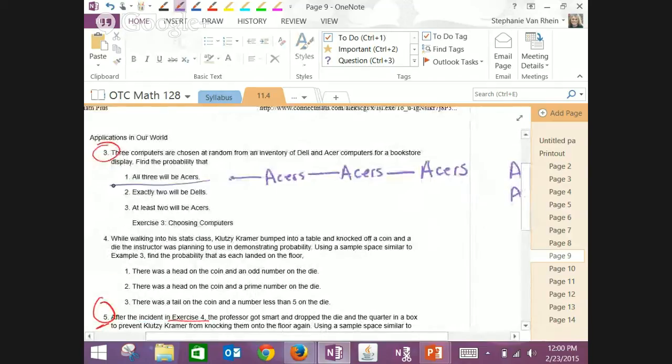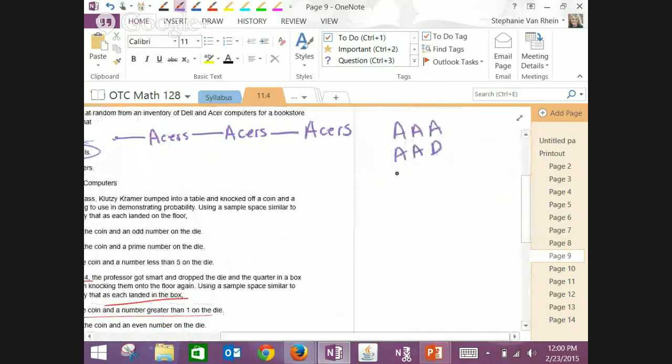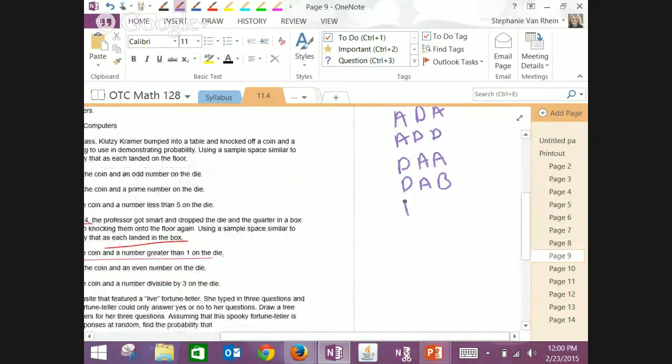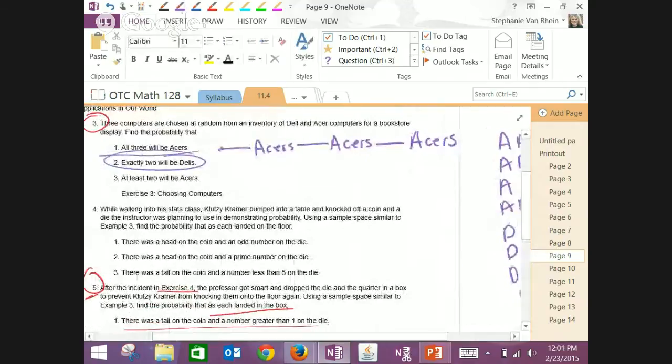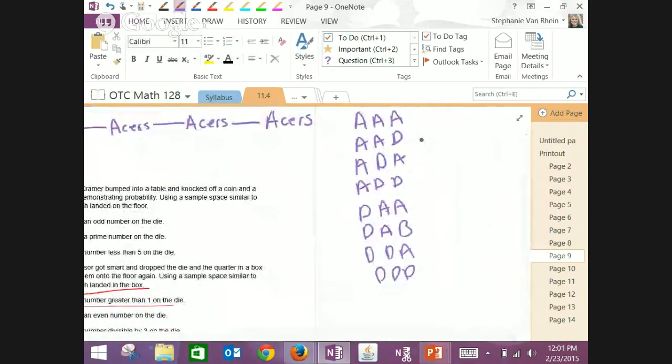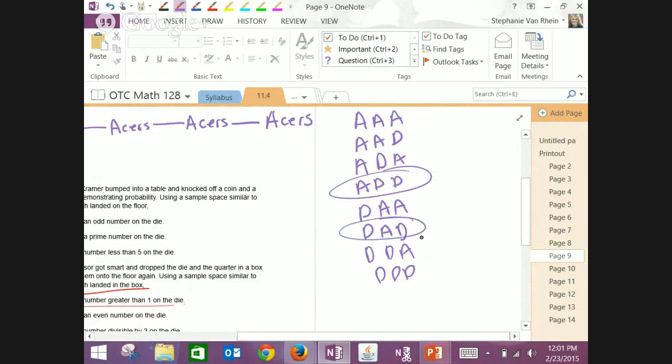So what's the probability all 3 will be Acers? 1/8. Exactly 2 will be Dells. Well, that's going to be Acer, Dell, Dell, Dell, Acer, Dell, Dell, Dell, Acer. So if I were to draw the picture, I would have 8 different outcomes. I want exactly 2 to be Dells. So that would be 3: this one, this one, and this one. So 3/8. Does that make sense?